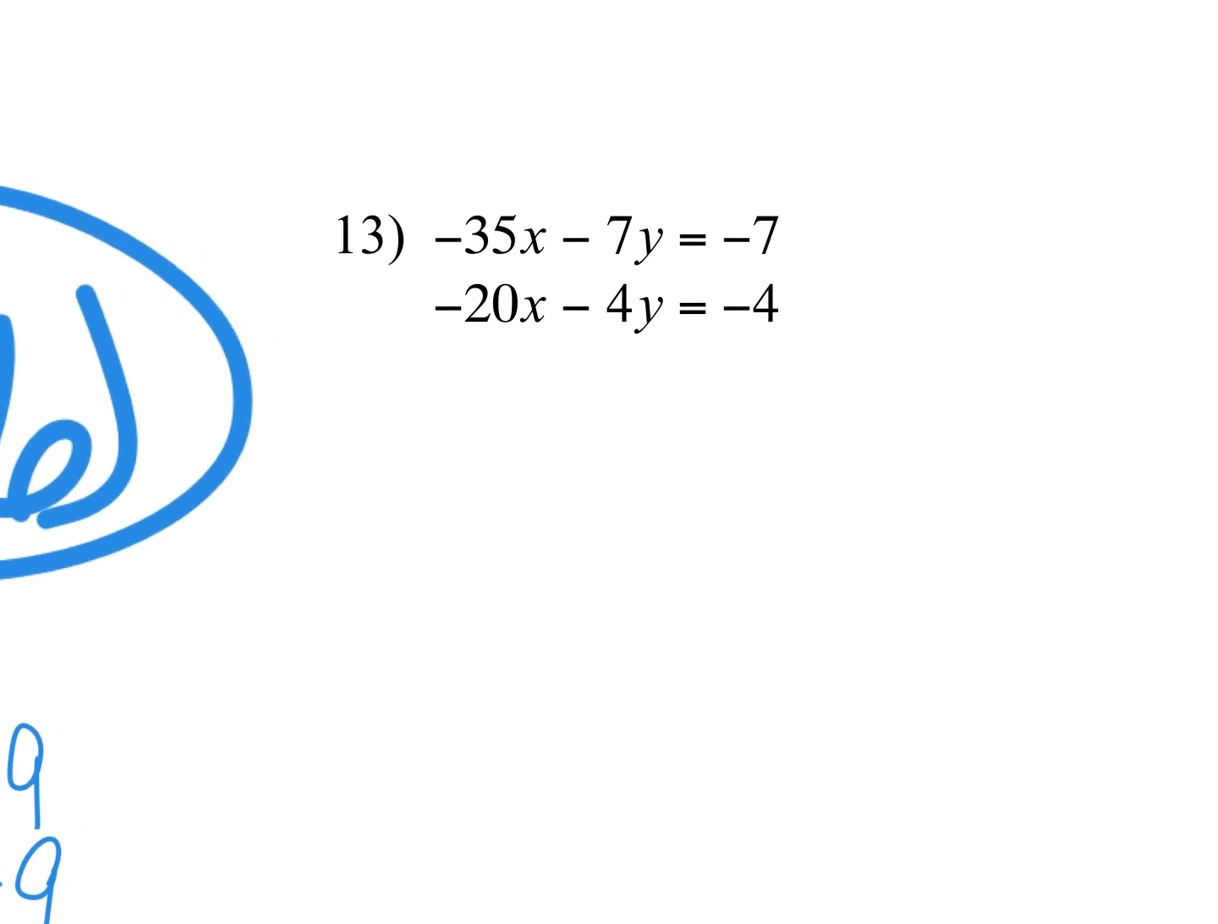Okay, just like all the other ones, I want you to pause the video, and I'm just going to give you a hint here, right? I probably would not eliminate x's just because of the size of those numbers. I would probably go ahead and eliminate y's first. So we want to have one of the y's be a positive and one of the y's be a negative. And for 7 and 4, the least common multiple is, if we started counting by 7 and we started counting by 4, the first number we'd have in common would be 28. So we want to have a positive 28 and a negative 28.